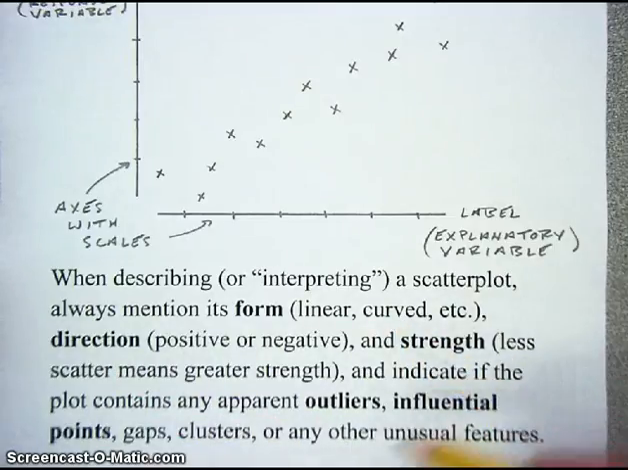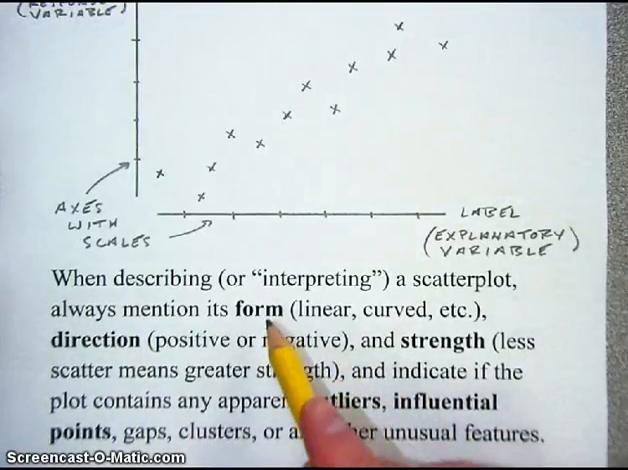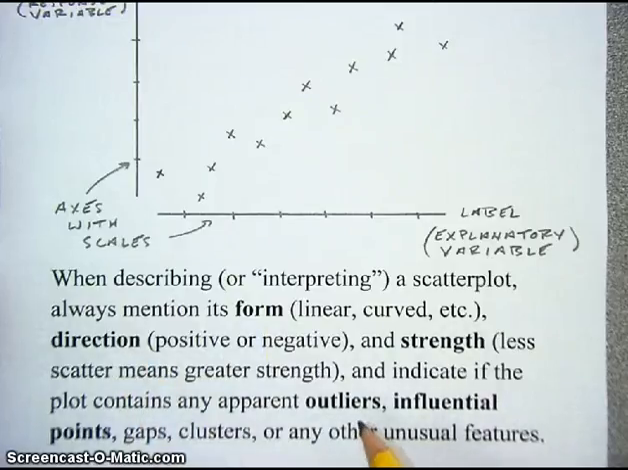And then you want to indicate if the plot contains any apparent outliers, any points that stand apart from the bulk of the data, any influential points, which might affect your overall point of view about the form and strength of the association you're looking at, and then any gaps, clusters, or other unusual features in your graph. So those would be the rough. So data equals smooth plus rough. Smooth is form, direction, and strength. Rough would be outliers, influential points, and any other unusual features in your plot.